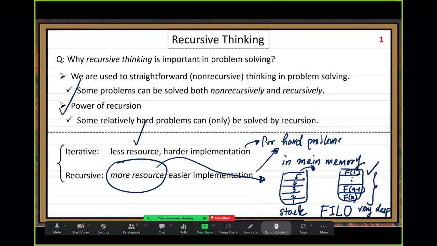The deeper the stack, the more resource to be used. It consumes a lot of your memory resource. The more memory resource is used, the slower your algorithm.